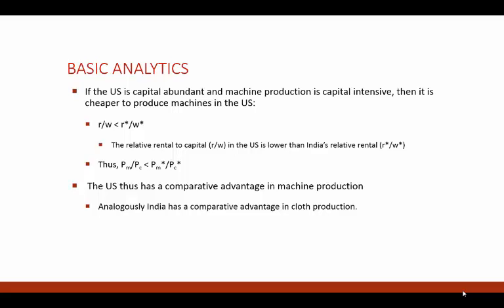The cheaper relative rental results in the lower relative price of machines in the United States, that is PM over PC is less than PM star over PC star. Thus, the United States has a comparative advantage in machine production. By analogous reasoning, India has a comparative advantage in cloth production. That is, the relative wage is lower in India than in the United States, and so PC star over PM star is less than PC over PM.